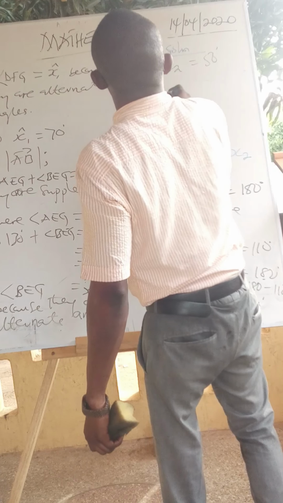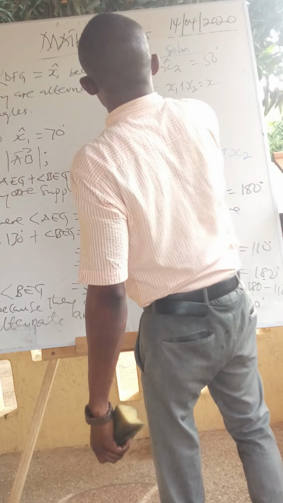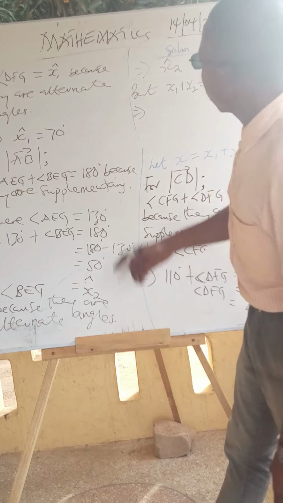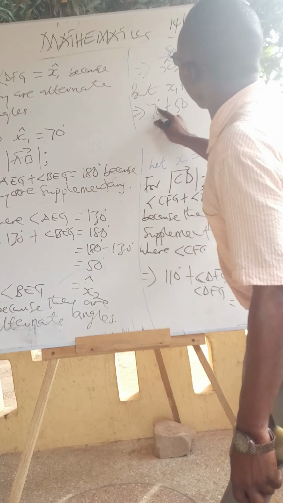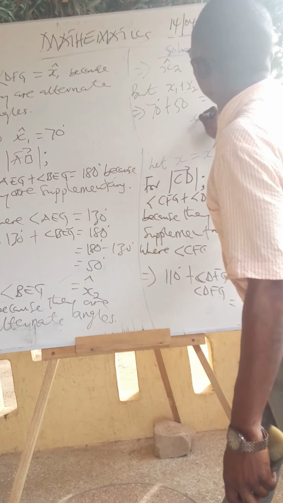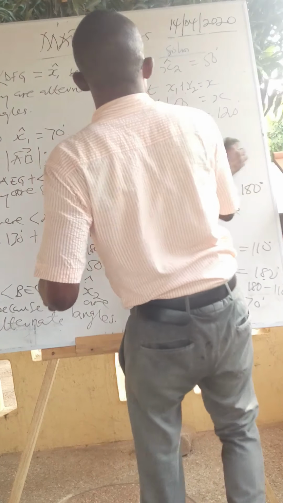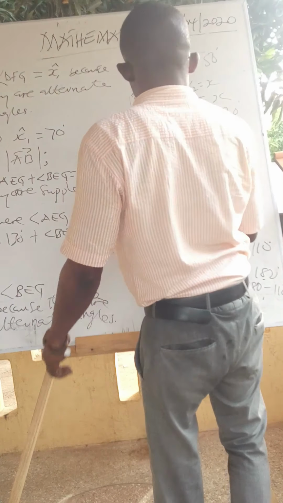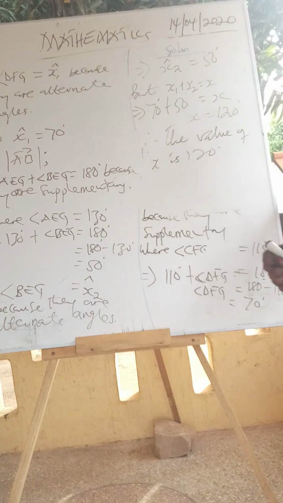But x1 plus x2 equal to x. So this implies x was what? x1 was 70 degrees. 70 degrees plus 50 degrees equal to x. 70 plus 50 will give you x equal to 120 degrees. So therefore, the value of x is 120 degrees. So let's take note of that.